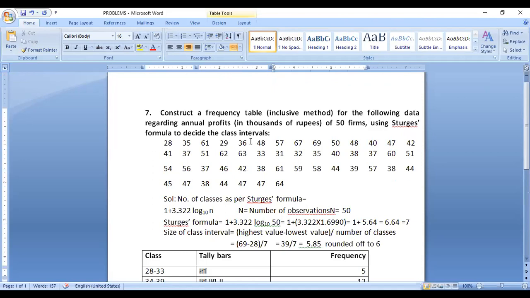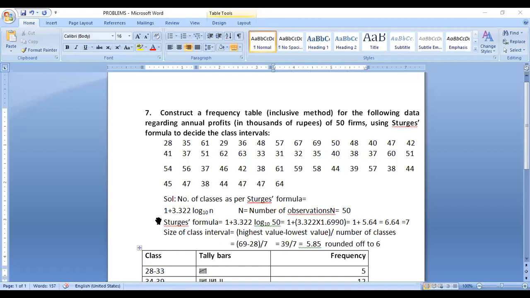I hope you understood very well. I am again saying the Sturges formula is used to determine the number of classes, and based on the number of classes you can determine the class interval. Finding the logarithm value, I will repeat. We want the value of log 10 n. In n's place, 50 is there.